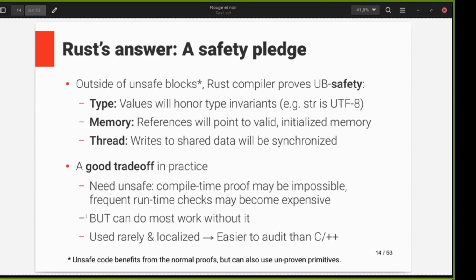The good news, however, is that these two are relatively edge cases in practice. We can do most of our work without ever using unsafe code. This means that ultimately in a larger Rust program, the use of unsafe is normally very localized on a few modules or lines of code in the program. And it's much easier to audit unsafe Rust code than C++ code as a result.